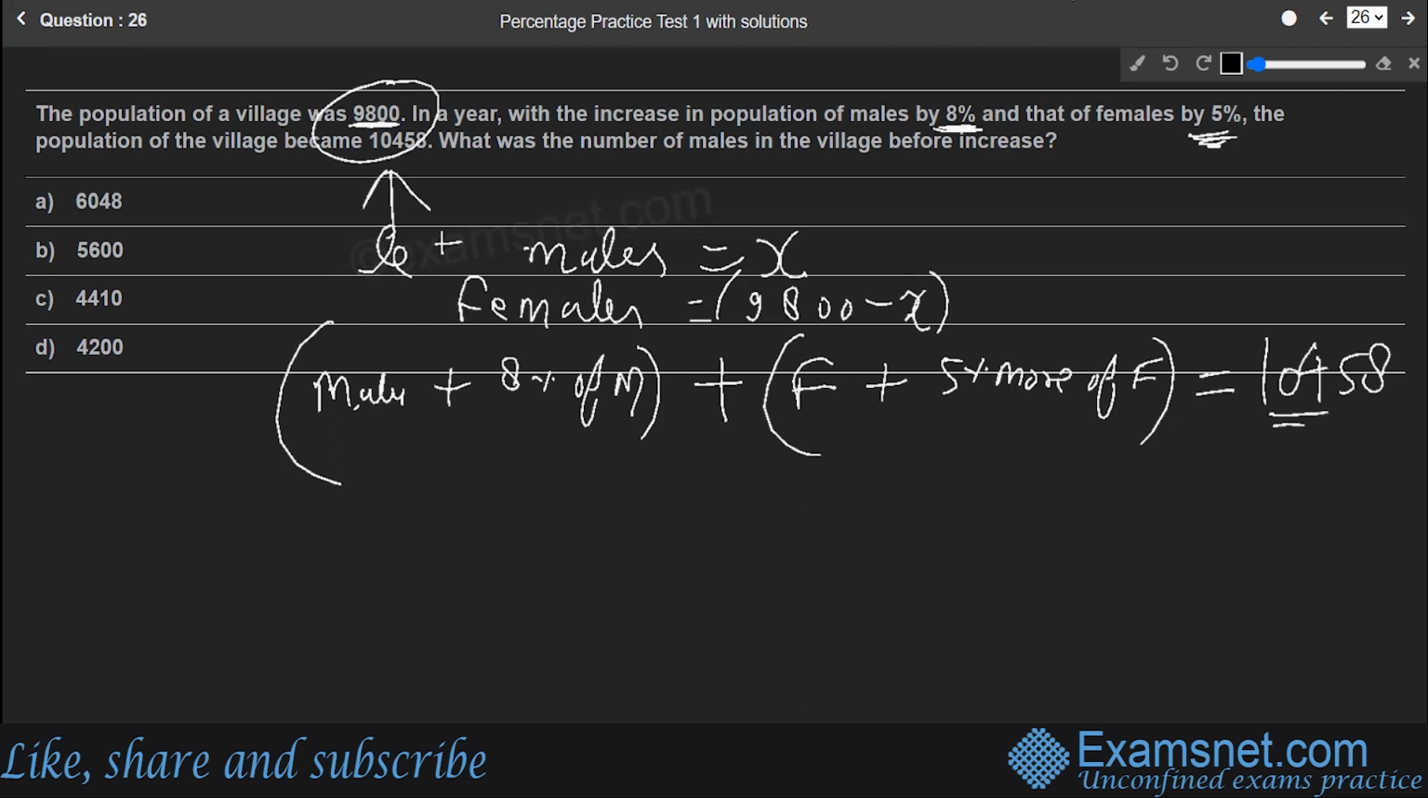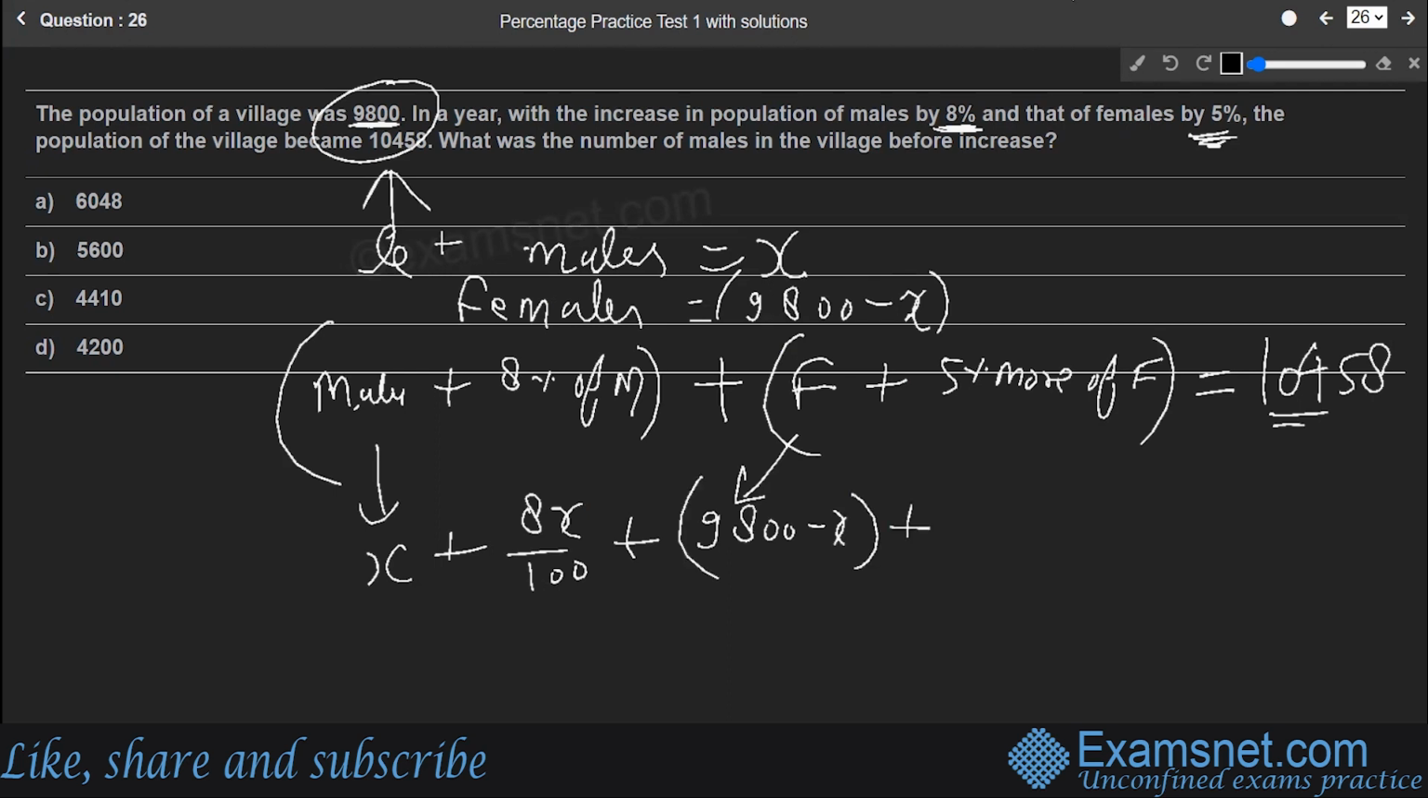That's what he has already given. The population of the village then became 10,458. So let us do the calculation now. Males, we had assumed to be X, plus 8% of X, that is 8X by 100, plus female, we assume to be 9,800 minus X, plus 5% of female, that is 5 by 100 of (9,800 minus X). This value has to come equal to 10,458. So clearly we need to solve this expression. We can do it, so let us do it.